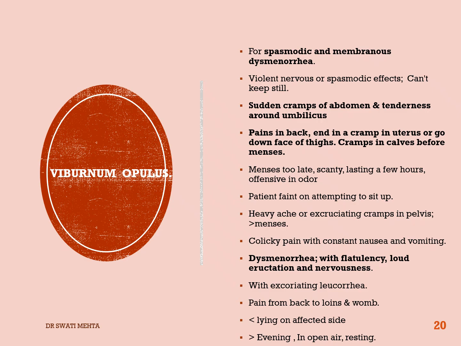The patient is having colicky pain with constant nausea and vomiting. Dysmenorrhea with flatulence and loud eructations and nervousness. So gastric complaints are also present. The leukorrhea is excoriating. The patient is aggravated by lying on the affected side and better by open air and resting. Pain in the back ends in a cramp in the uterus or goes down to the thighs, and cramps in the calf before menses. So these are the symptoms we can consider in viburnum opulus.